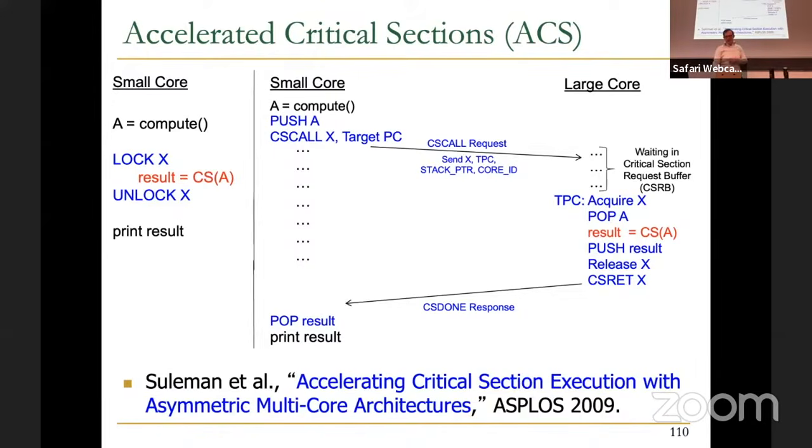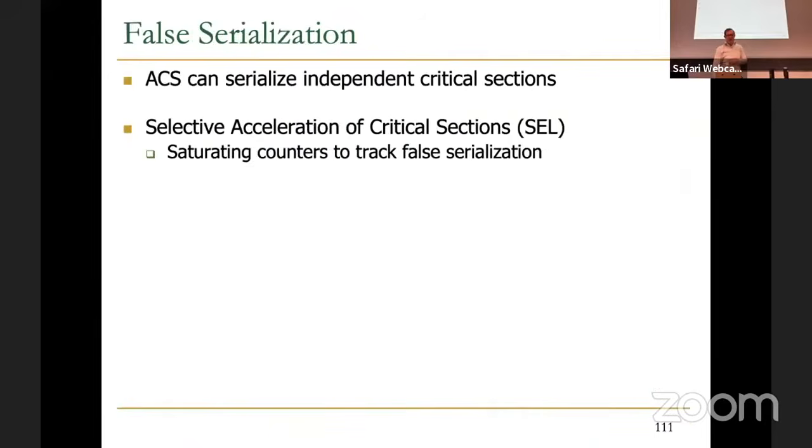But it comes at the expense of false serialization, meaning independent critical sections can get sent to the server processor. Now the problem is, what happens if you have independent critical sections? Essentially, critical section B can be waiting for critical section A to execute, and these are completely independent. If they were executing on their local small processors, they would be parallelized completely. Now we're serializing them. Very bad.